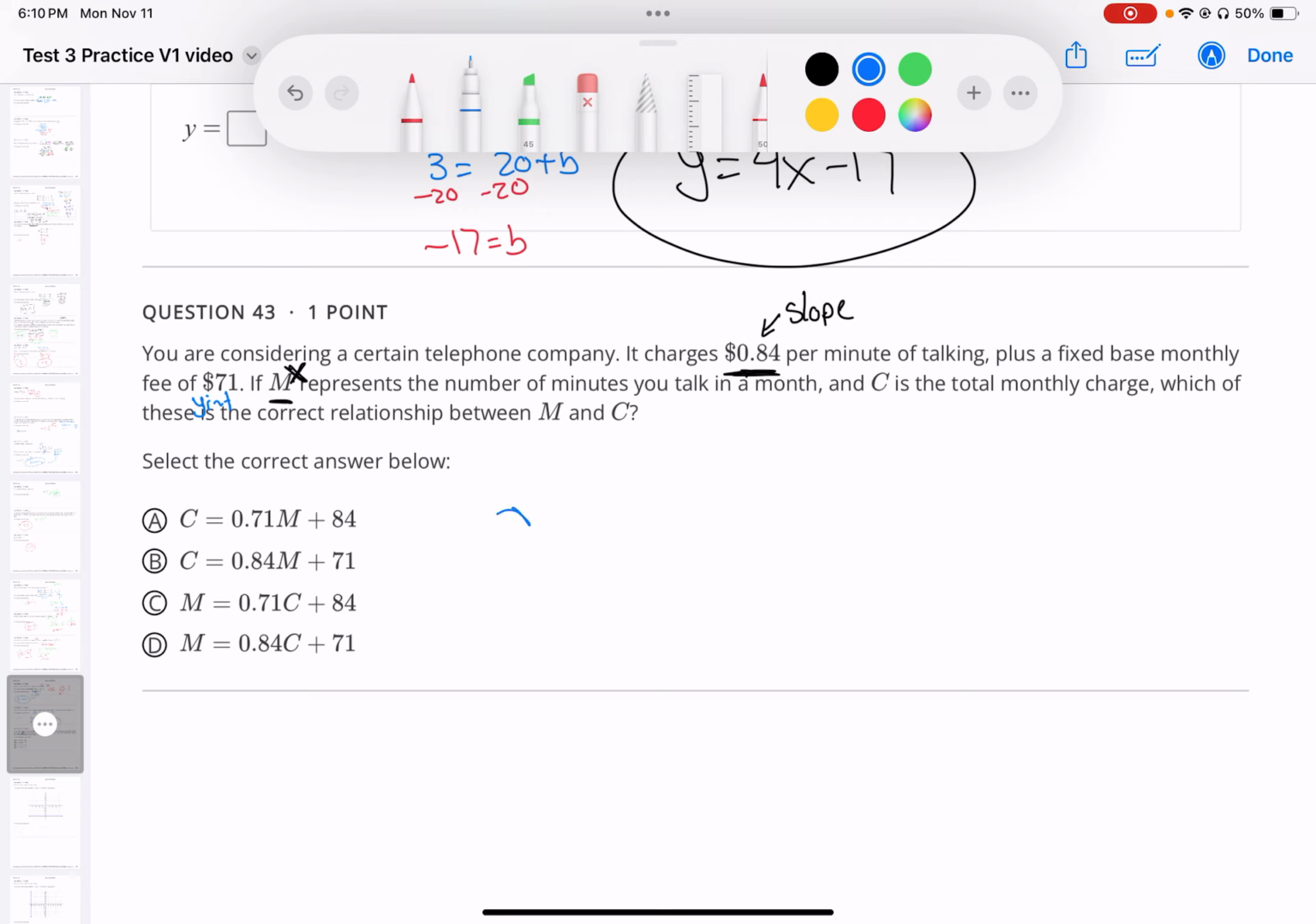So I'm going to have something like cost, my total cost, or really, this is kind of similar to my y, equals my slope, which is 0.84. And instead of x, we've got our minutes. I know that m in our slope and our m in this function are not the same. Maybe I'll do capital M. And then we're adding 71. So that's our second choice right here.